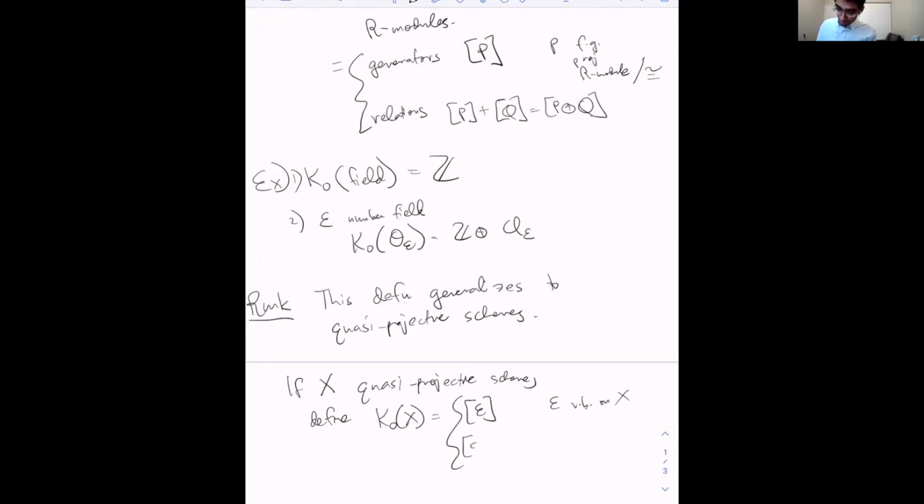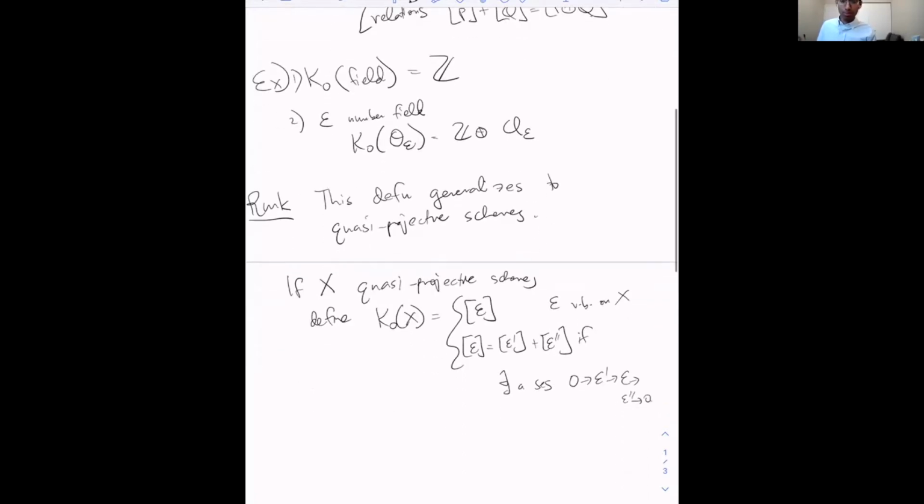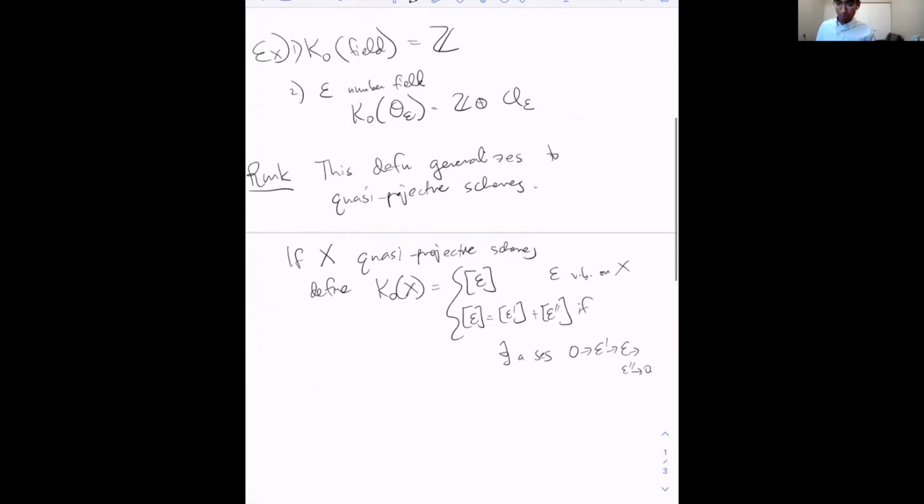You get a class for every vector bundle, and the relation that bracket E is the bracket of E prime plus the bracket of E double prime if there is a short exact sequence 0 to E prime to E to E double prime to 0. It's not only direct sums because the extensions don't have to split. So K0 is related to algebraic and arithmetic geometry.